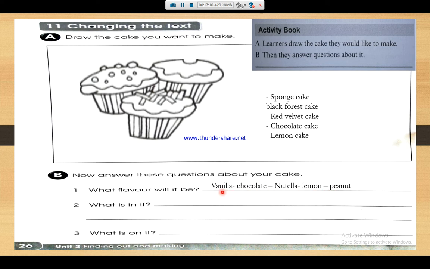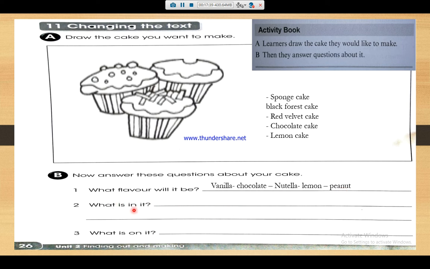So if we are making a sponge cake or black forest cake, it may be vanilla flavor. If we're making a chocolate cake or black forest cake, we may choose chocolate flavor. We can use Nutella flavor. If we are making lemon cake, we can use lemon, or you can have some peanut as a flavor.